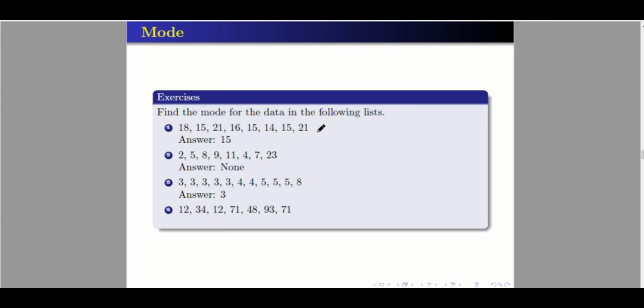And last, 12 twice, so we have 2 12s, and then 71, we have 2 71s, the rest once. So therefore, the modes are 12 and 71. So it may not be unique.